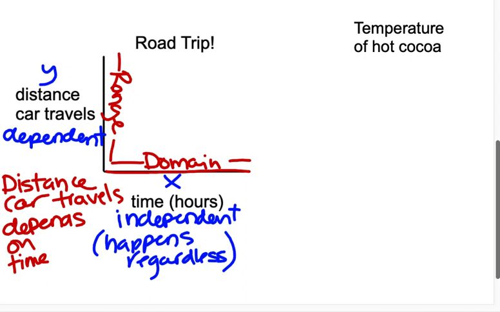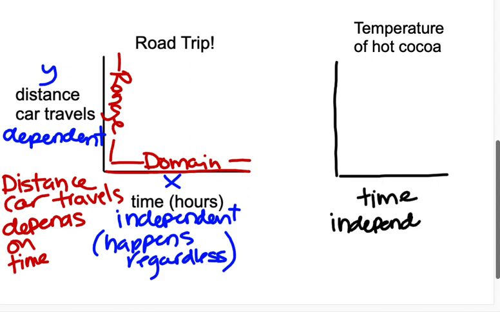Let's go back to that good old hot cocoa. See if you can figure out what's going on with hot cocoa. The temperature of the hot cocoa depends on the amount of time it's been out of the microwave. So again, time is your independent variable. I think for hot cocoa, it would make more sense to measure it in minutes than hours. So that is your independent variable, where the temperature depends on time. So the temperature is your dependent variable. It'll probably be in degrees Fahrenheit.